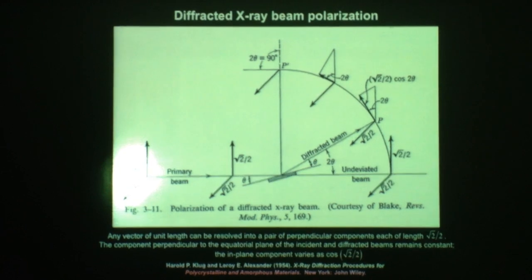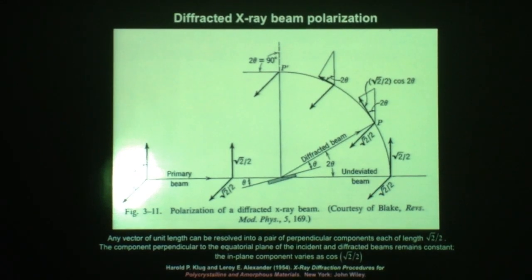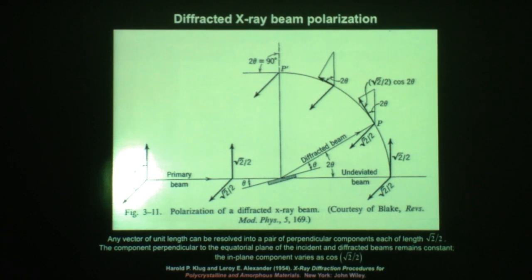The amplitude, as we said, depends on the angle of scattering. So here we're considering the primary beam and the transmitted beam. And here we're considering scattering in these various directions.